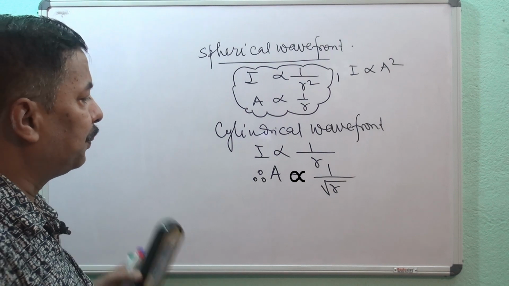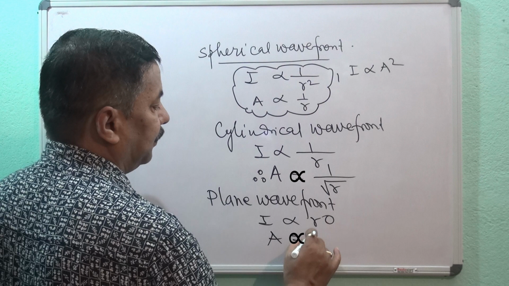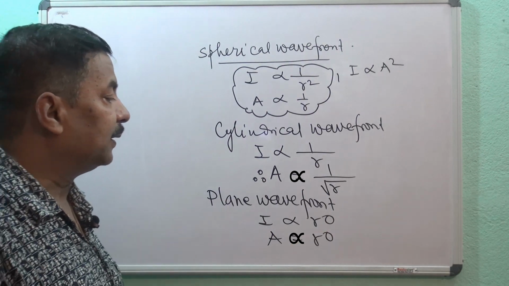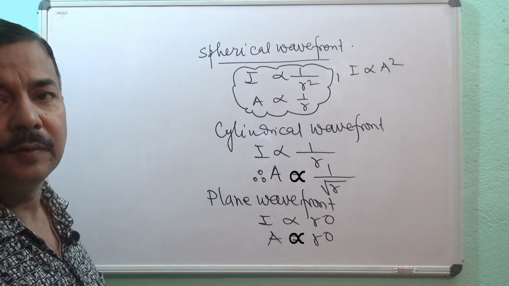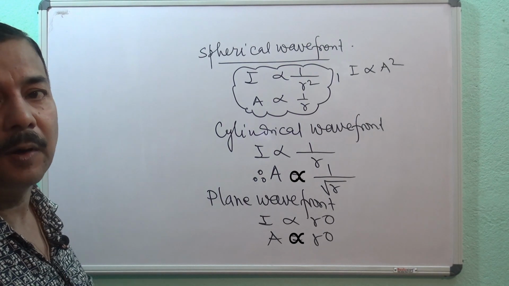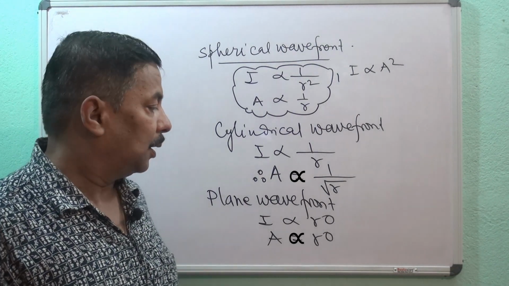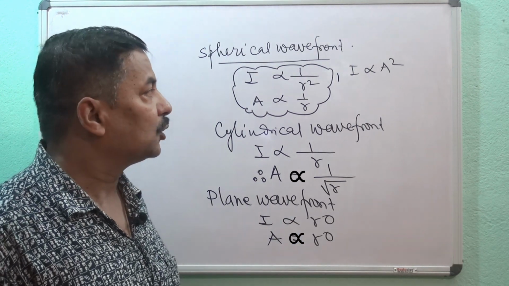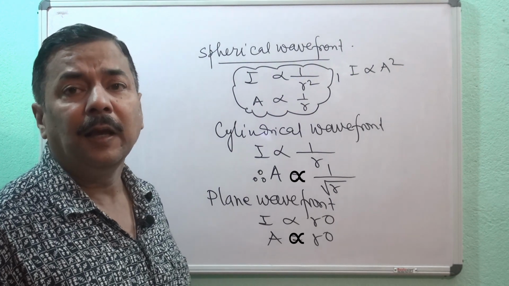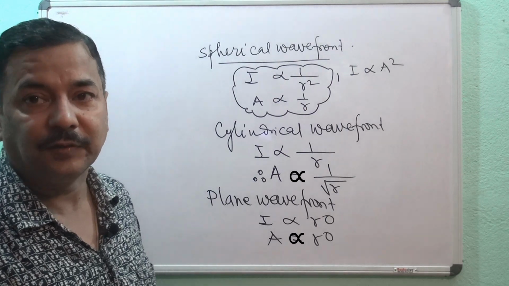And in case of plane wavefront, if we consider the plane wavefront, intensity does not depend upon the distance from the plane wavefront, and at the same time amplitude also does not depend upon the distance. That means it is free from the distance from the wavefront in case of plane. So this is the additional information that you are supposed to remember definitely, because it will be helpful to you in solving the objective questions, particularly asked in the entrance examination.